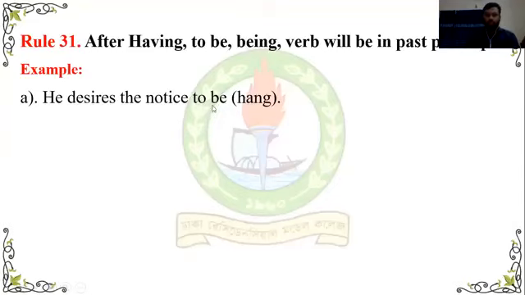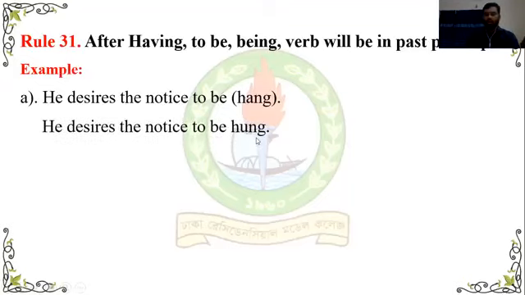So here you see to be before the verb. So we have to use the past participle form of this verb. So we can write, he desires the notice to be hung. Okay. Hang, hung, hung.